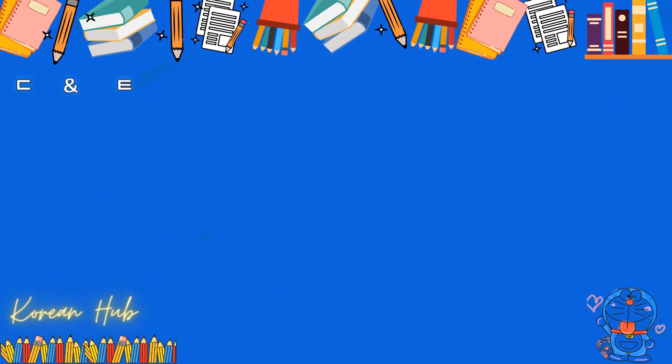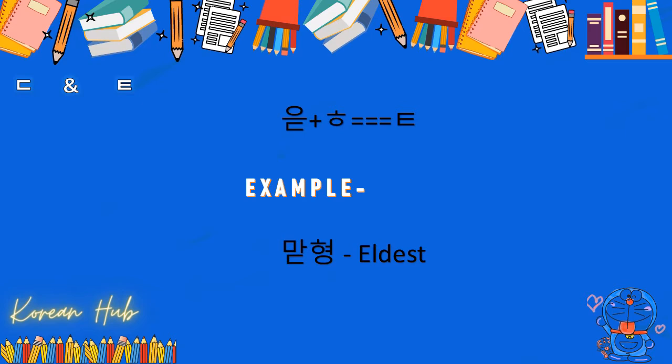When D-good consonant from the last place of the first character combines with Hiyo consonant from the first place of the next character, then the combination produces thu sound. For example, 맏형.